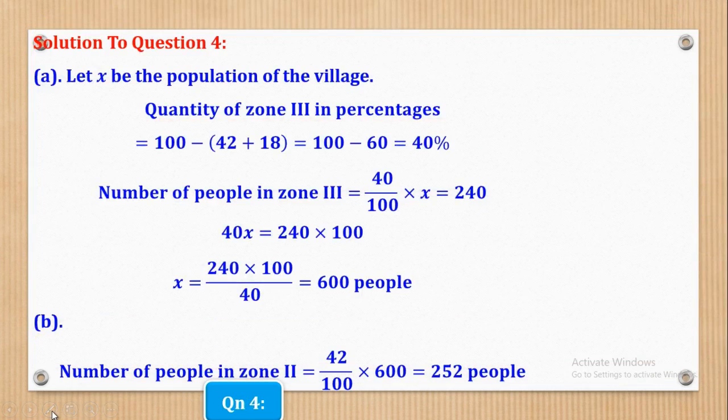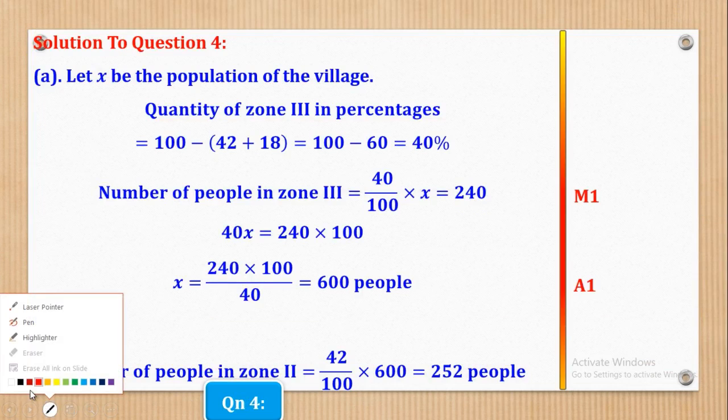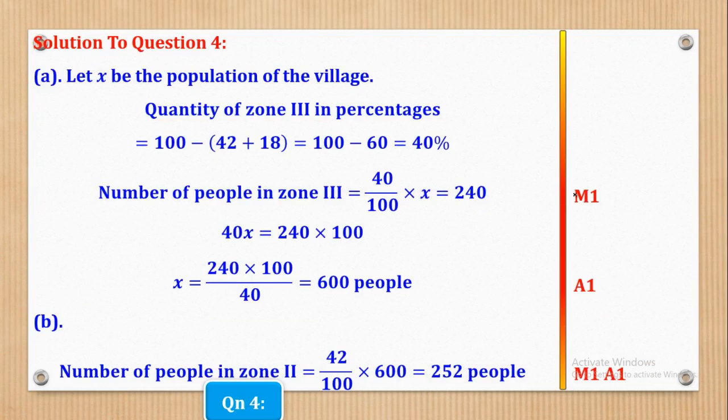Now let's see how much can be awarded. M1 is for this, A1 is for that, M1 is for this substitution, and A1 is for that. So basically that's how the 4 marks could come about.